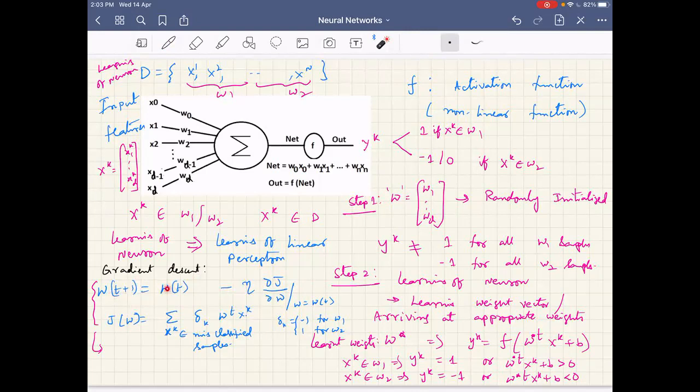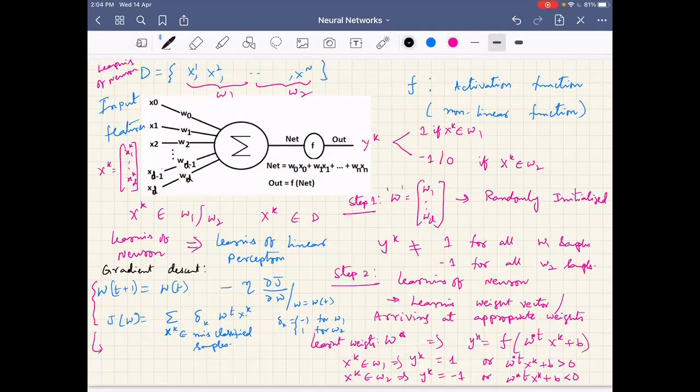What we see is that the weights don't change. If the samples are linearly separable, we will arrive at a decision boundary where we can easily separate class 1 and class 2 samples. And that's where we say that the learning of the neuron is done, or we have arrived at W which will put all the samples of class 1 on one side and class 2 on the other side.